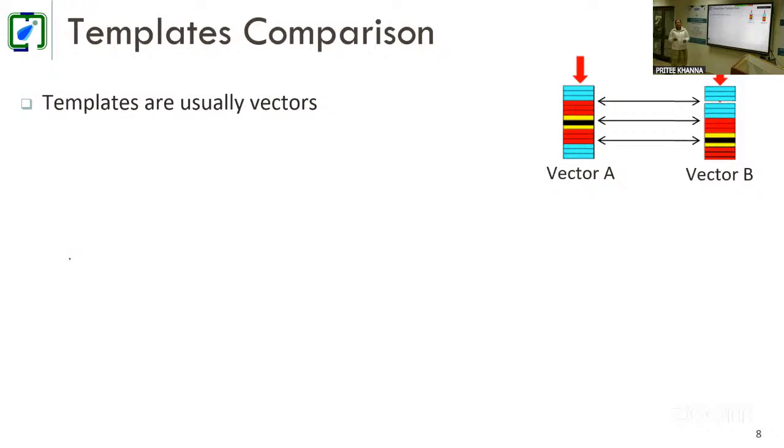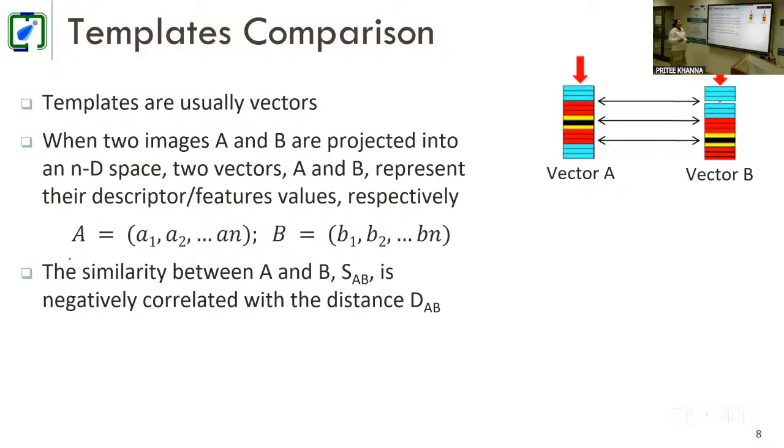Now, as I told you, templates are usually vectors. Here you can see this is your first vector A, vector B. You can imagine that this is your stored template, and this is the template which you are giving in real time. When we are presenting these two images, we are getting these two vectors. You can imagine these are the vectors A and B, and these are my descriptors, descriptor A, descriptor B, and these are your features, which we just showed you.